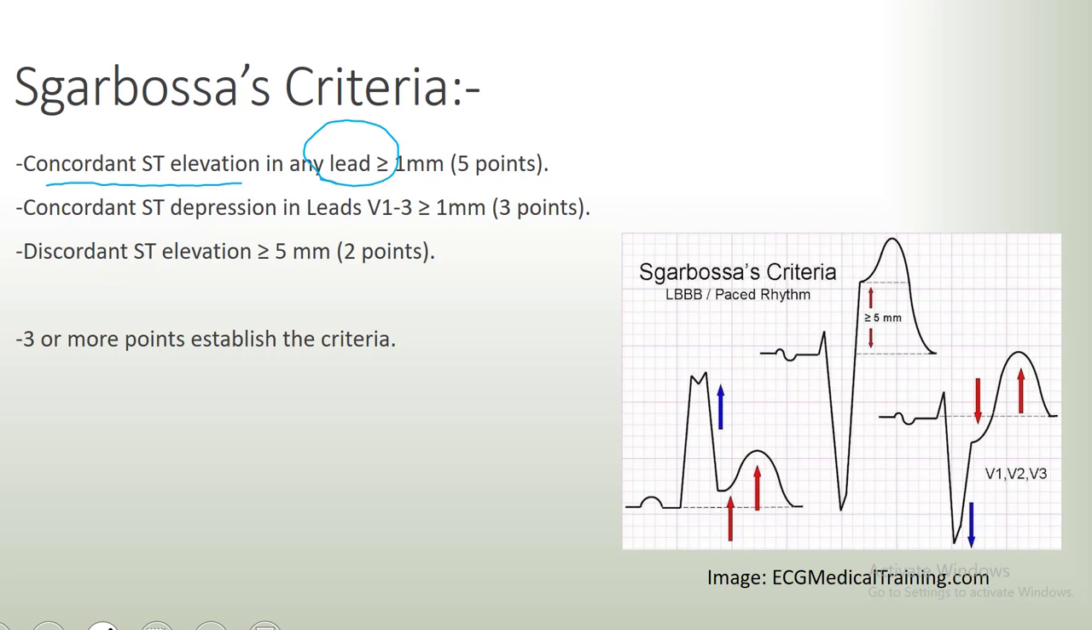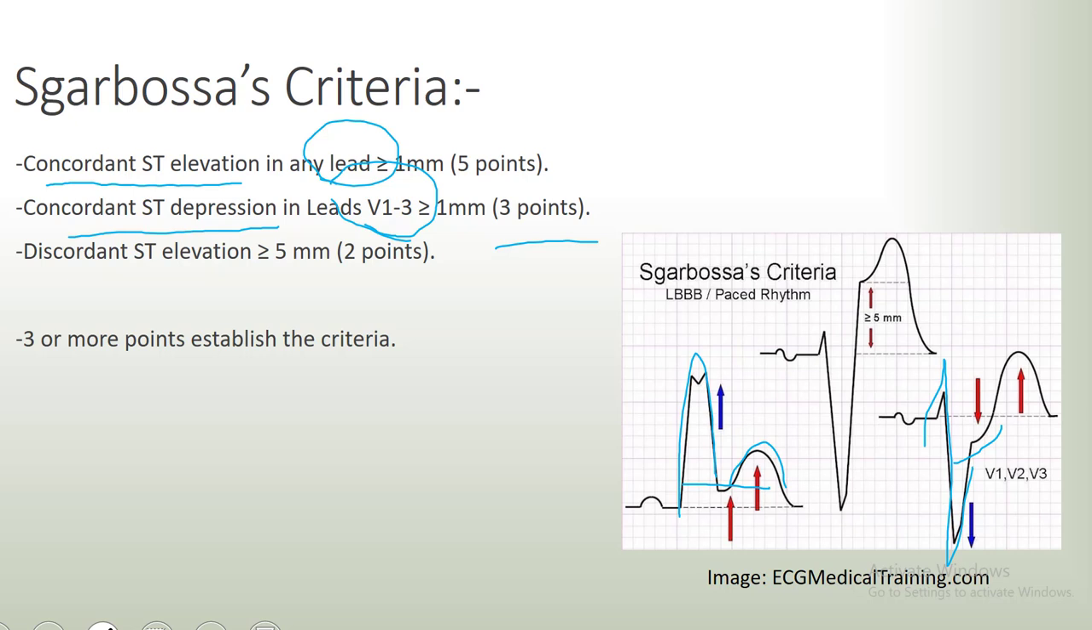This is demonstrated right here. You have a positive QRS complex and have ST elevation and T-waves that are upright. They also consider concordant ST depressions in leads V1 to V3 to be abnormal. Demonstrated right here is a negative QRS complex with ST depression. Please make sure that it's not all the leads, it's only leads V1 to V3, and this gives you 3 points. So again, you can also diagnose ischemia using this criterion alone.